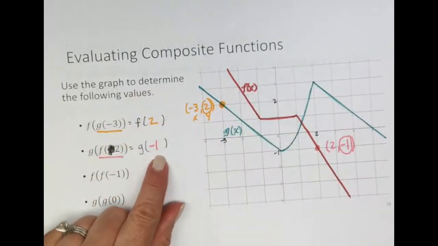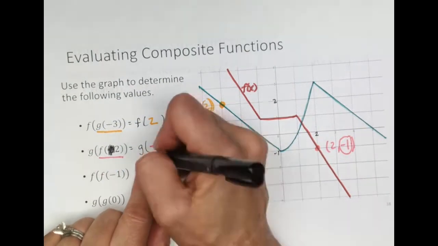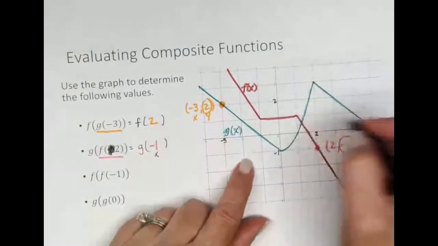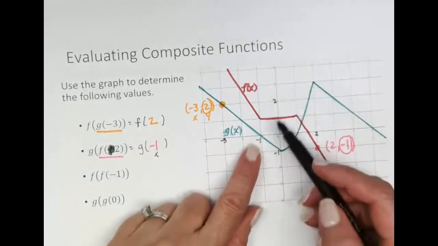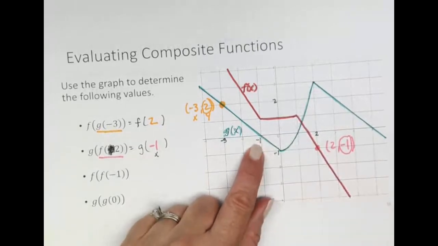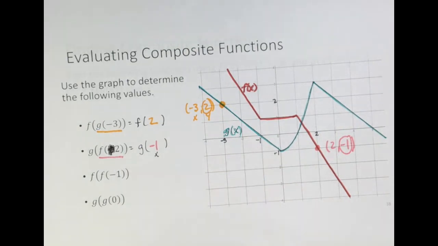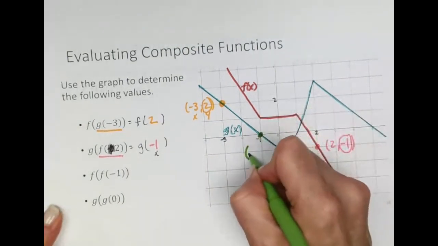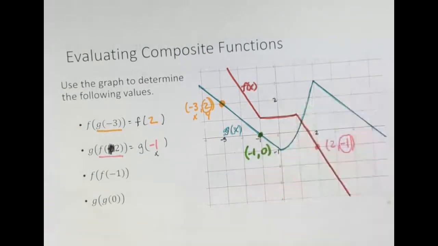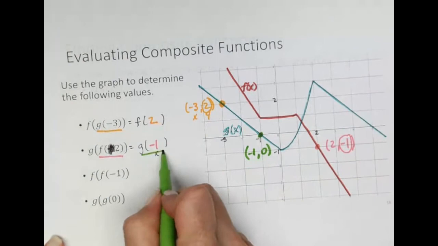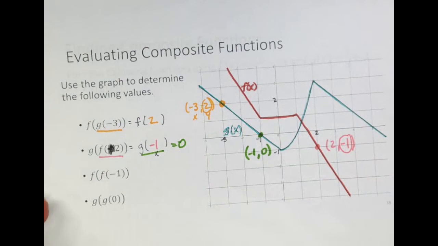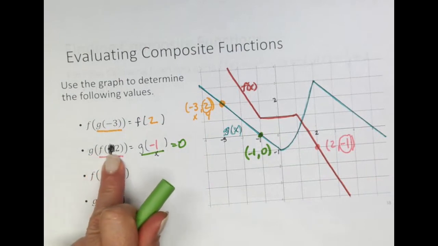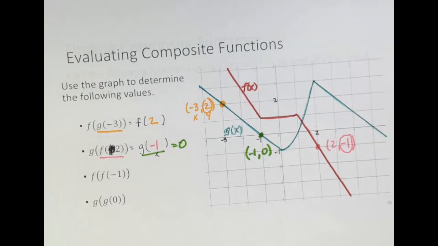Okay, g of -1. Now we have to look at the g graph, and find where x is -1. That's our input. X is -1 right here. The graph of g, that's the teal graph. So the point we're looking at is right there. The coordinates of that point are -1, 0. The y is 0 and the x is -1. So that means g of -1 is simply 0. So g of f of 2 is 0.